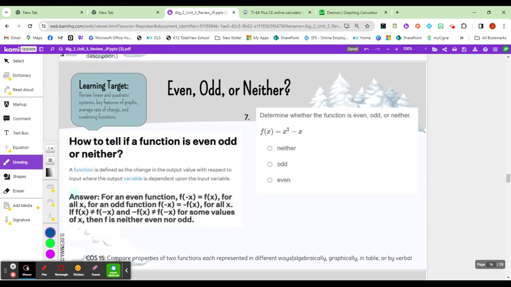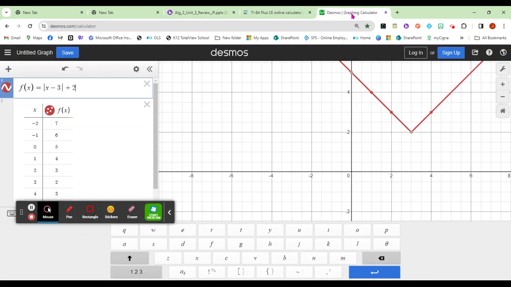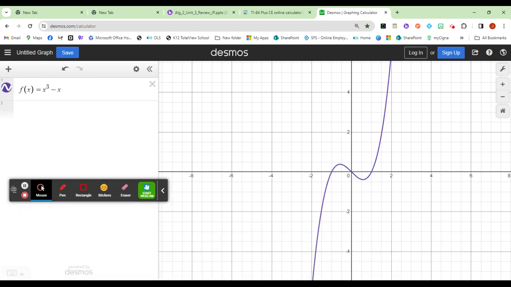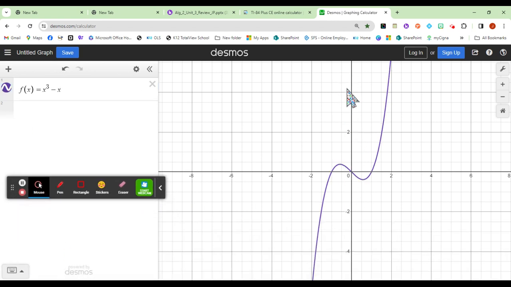So I would put this one in Desmos, x cubed minus x. Let's look at it. Definitely not even, because here's the y-axis. The right-hand side is not the same as the left-hand side, so you have some pieces to this graph over here. But you do see that the graph goes through the origin.